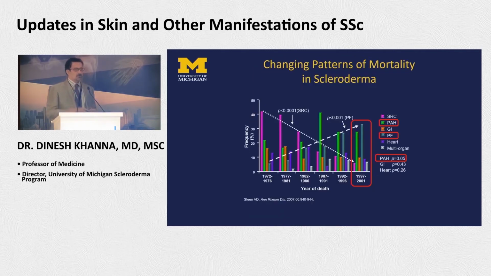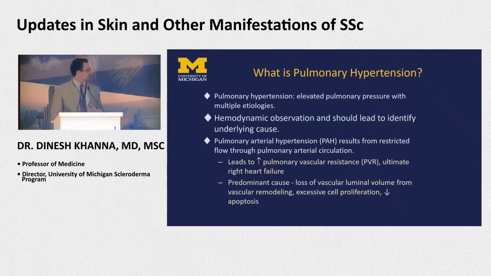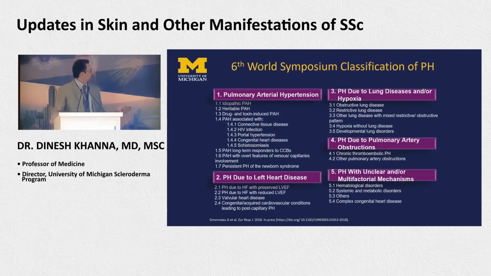I'm going to move on to another internal organ involvement called pulmonary hypertension. Pulmonary fibrosis and pulmonary arterial hypertension are the leading cause of mortality in systemic sclerosis. So what is pulmonary hypertension? It is not a diagnosis. It's a hemodynamic observation and should lead to identifying the underlying cause. The biggest issue with pulmonary hypertension is that there are different classifications or subsets of pulmonary hypertension.